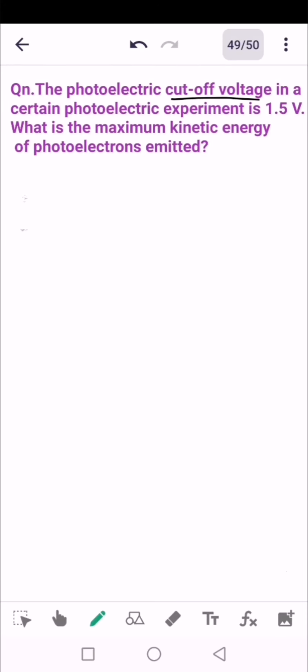Hello, dear children. We were discussing questions from dual nature of matter and radiation, and today we have one more question, that is an NCERT question. As you know, NCERT questions are very important from the exam point of view. So let's go through the question.